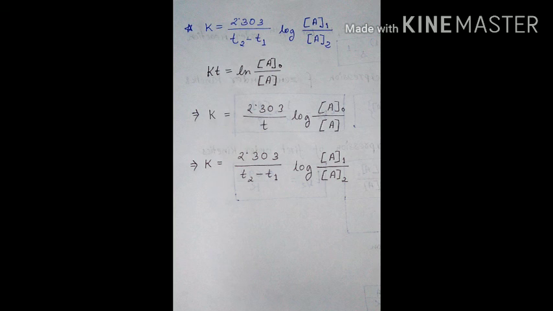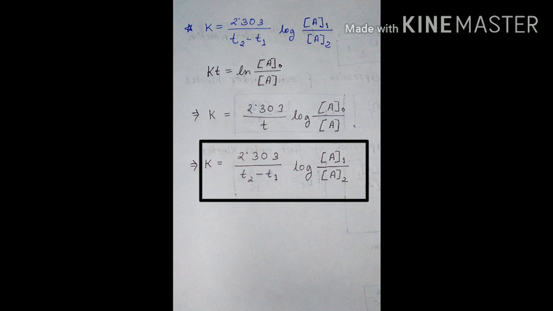But how can we remember these positions? If you look at this formula closely, you will realize that I have put A1 in place of A naught. That means A1 may be considered as the concentration when time t was 0. So for obvious reasons, T1 will be less than T2. That is why the formula reads T2 minus T1. Even if we put A2 by A1 in the log term, then T2 becomes less than T1, so it will be T1 minus T2. So you just need to know that Kt is ln A naught by A, and you will eventually come up with this long and confusing formula.